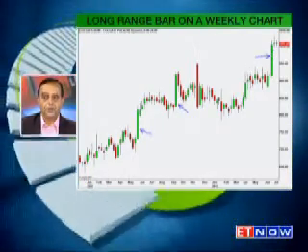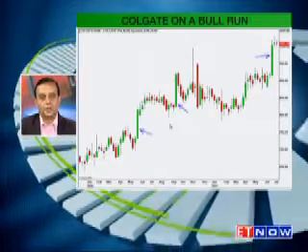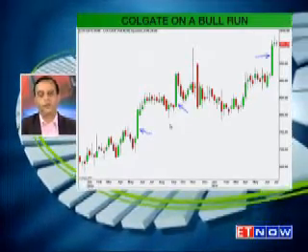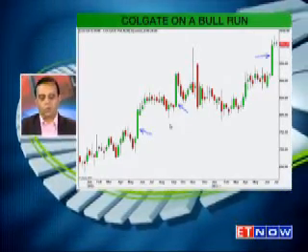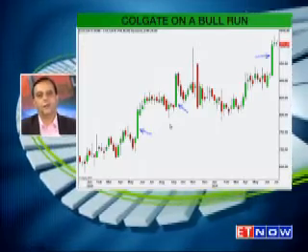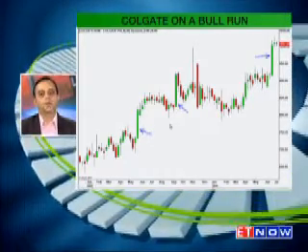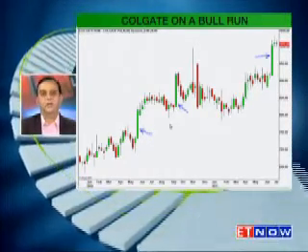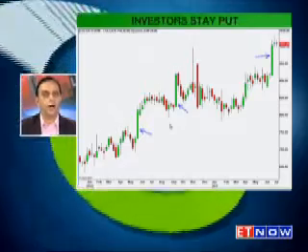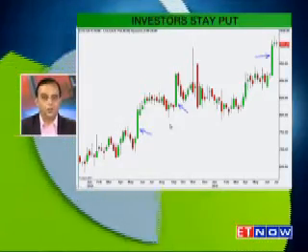What these long range bars on the weekly charts are saying is that Colgate is very firmly in a bullish grip, and those who are looking at it from a longer term perspective, like investors, should remain invested. Even if they are a little more aggressive, they can look to add or enter more in the direction of the long range.